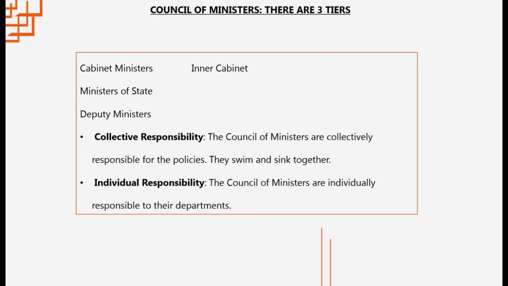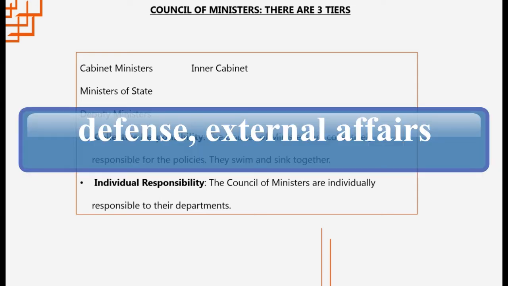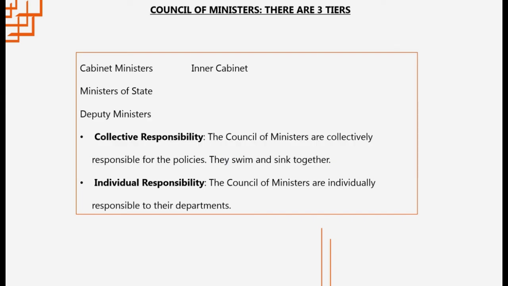The Cabinet is the inner body within the Council. The Cabinet Ministers are in charge of important departments like Home, Finance, External Affairs, etc. They attend all meetings and give shape to the policies of the government.